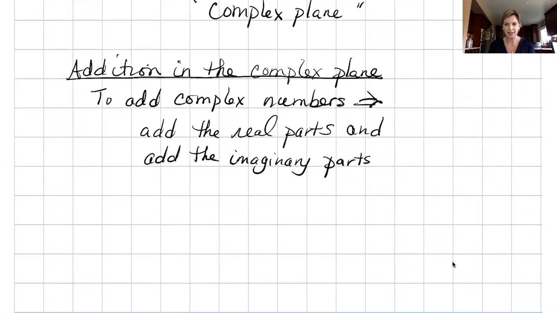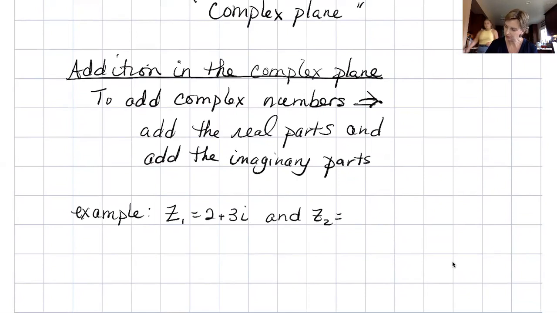Let's do an example where we're not using the graphing, just adding 2 complex numbers. Let's say we have 2 plus 3i and another one, which is 3 minus 2i, and we want to add those together. So what is z1 plus z2?